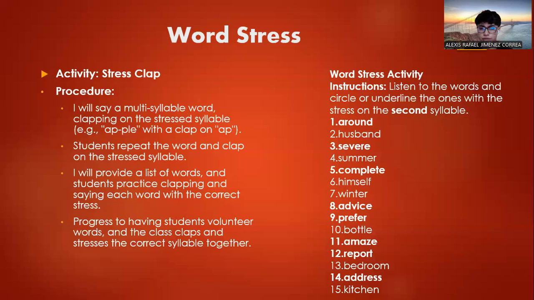Next, for the next activity, we have a word stress activity. The instructions will be to listen to words and circle or underline the ones with the stress on the second syllable. For example, around, husband, severe, summer, complete, himself, winter, advice, prefer, etc.